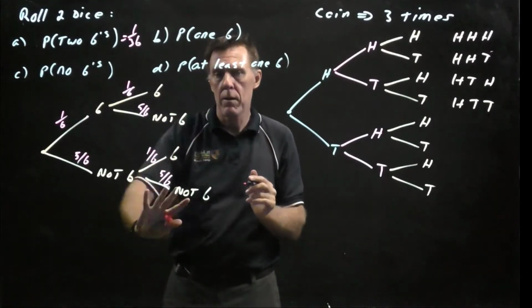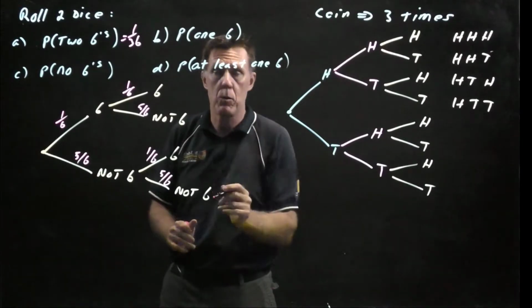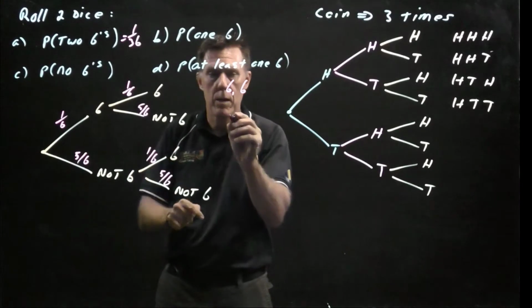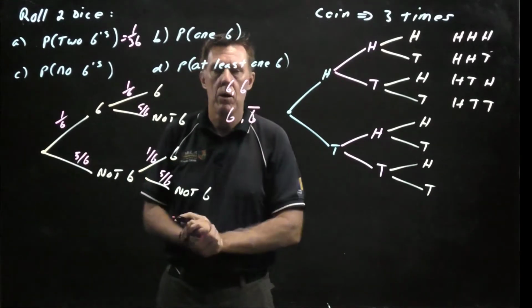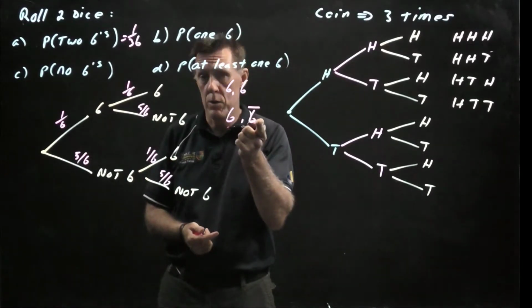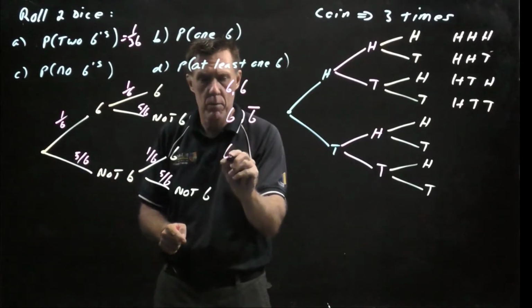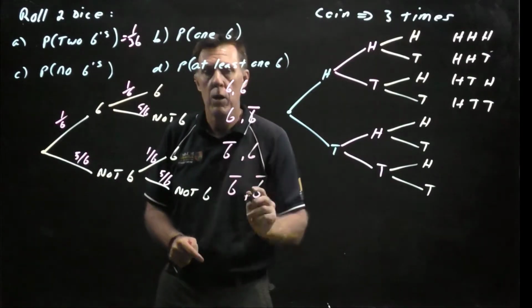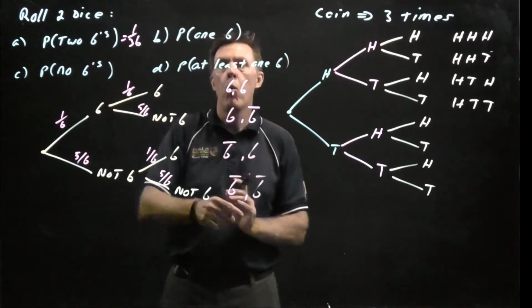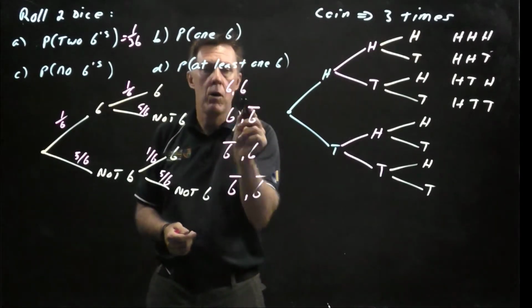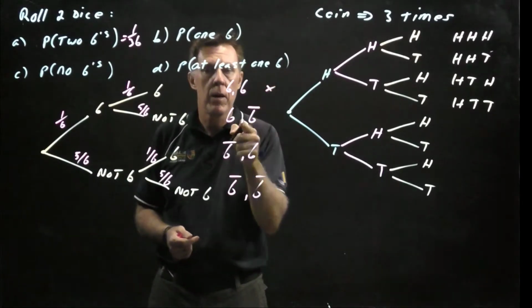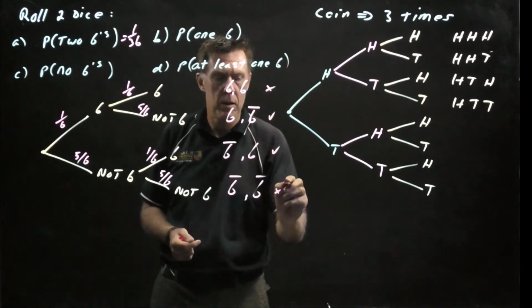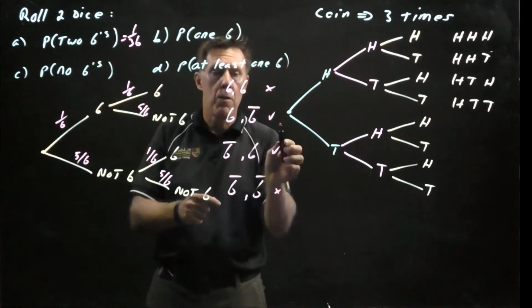Now I'm just going to list out my sample space over here. It's going to help me with B. So I can get a 6 and a 6. This branch is a 6 and not a 6. That's a way to notate not a 6. This branch is not a 6 followed by a 6. And this one is not, not. So probability of 1 6. Is that only 1 6? No, that doesn't count. This one? Yep. This one? Yep. This one? No. So, these are my two outcomes.